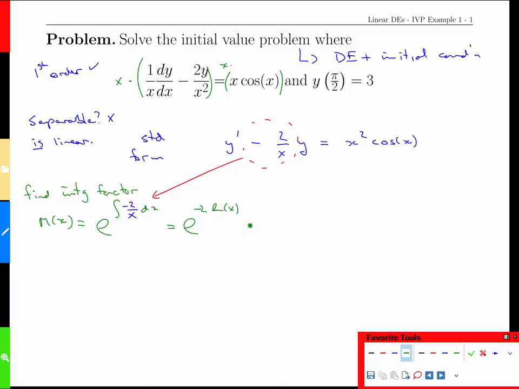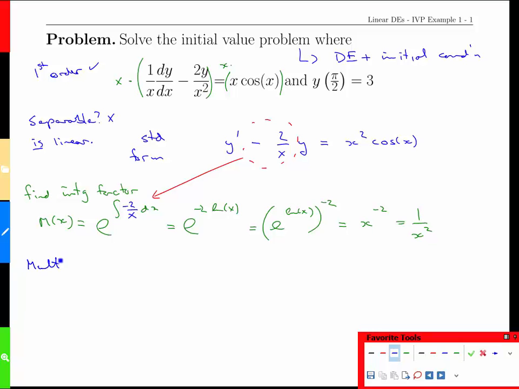And when we get to that stage, we can simplify it by rewriting as e to the ln of x to the power of negative 2. And where does that get us? E to the ln of x, they're inverses, so we get back to x. And we have the negative 2 power out front. And we end up with 1 over x squared as our integrating factor.